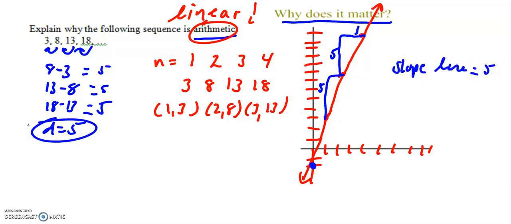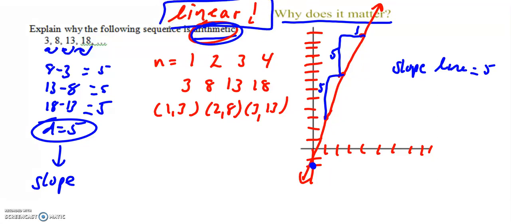So what's interesting is that the slope of this line is 5, and the common difference is also 5. So when you're finding a common difference, you can think of it as really slope, because all arithmetic sequences are really linear.